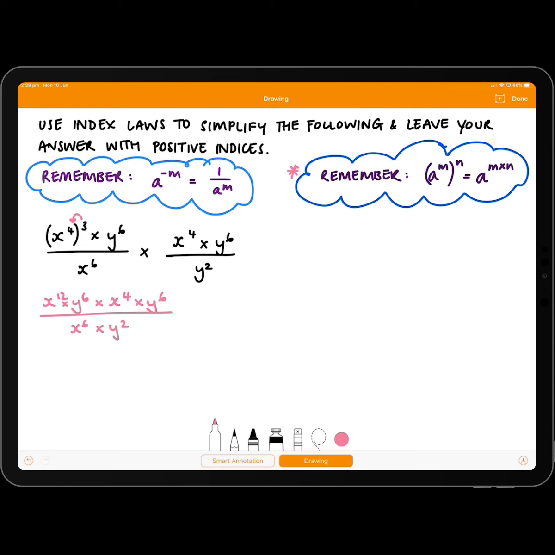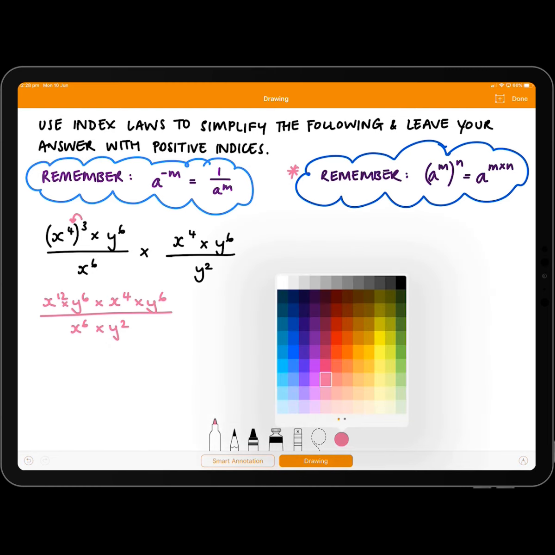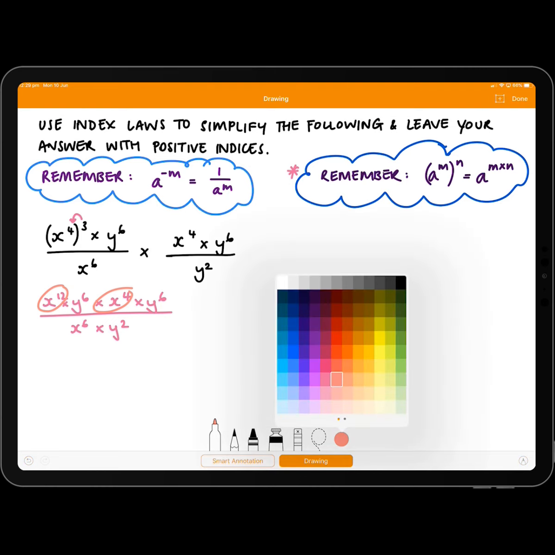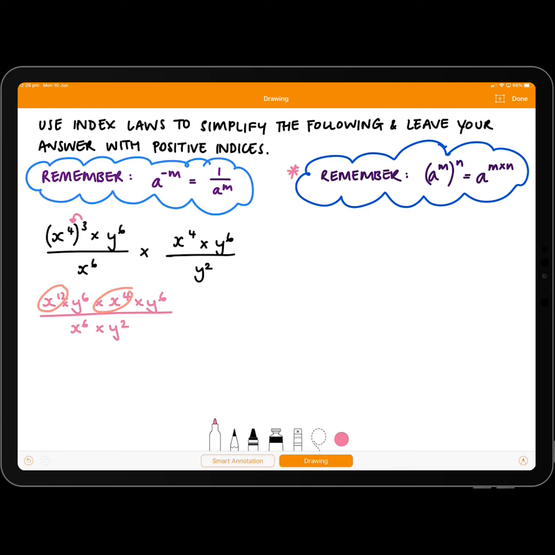Now, what you can see here is that there's a few repetitions of the same bases. So what we can do is apply our first index law and add the powers where possible. So I'm going to do that in 2 different colors. So for example, we've got x to the power of 12 here times x to the power of 4. So we know those bases are the same. So what we can do is add them together.